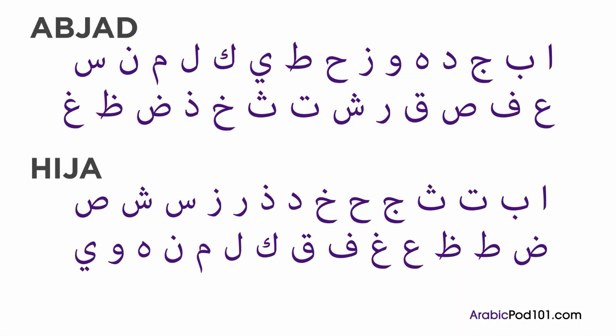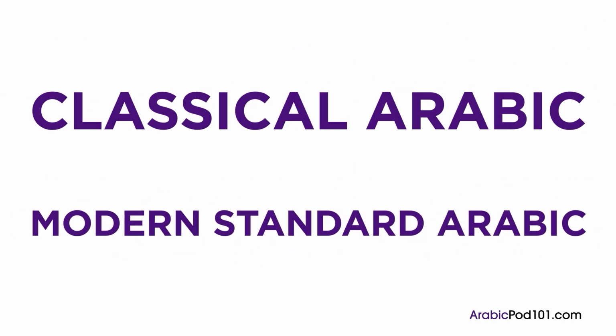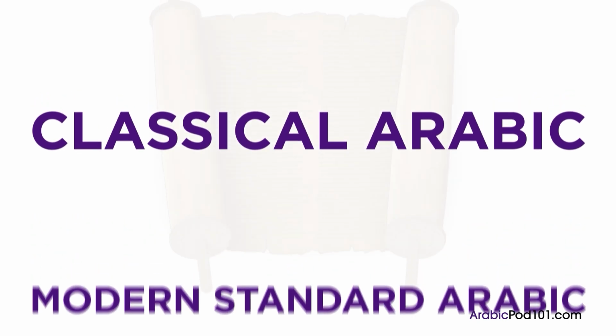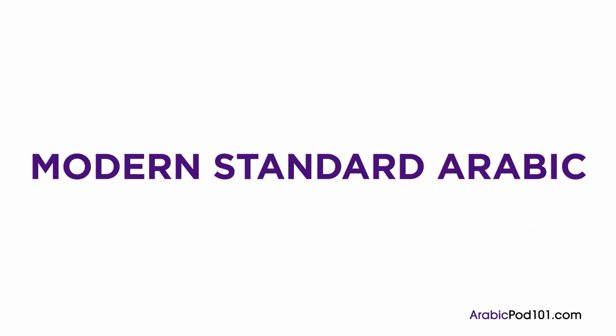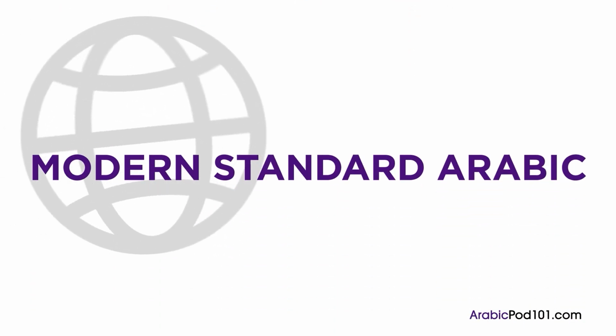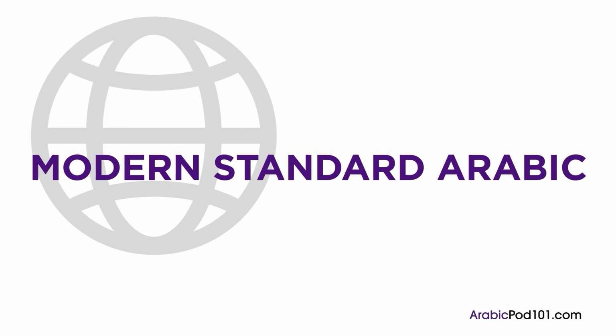Just like how there are abjad and hija orders of the Arabic alphabet, there are also 2 different styles of writing in Arabic. The first is classical Arabic, the language of the Quran, in the classical literature. It differs from the other type of written Arabic in style and vocabulary, some of which is abandoned now. The second is modern standard Arabic, the universal language of the Arabic-speaking world, which is understood by all Arabic speakers.